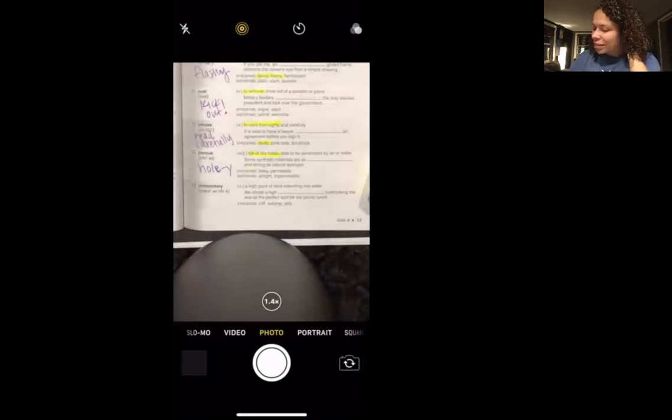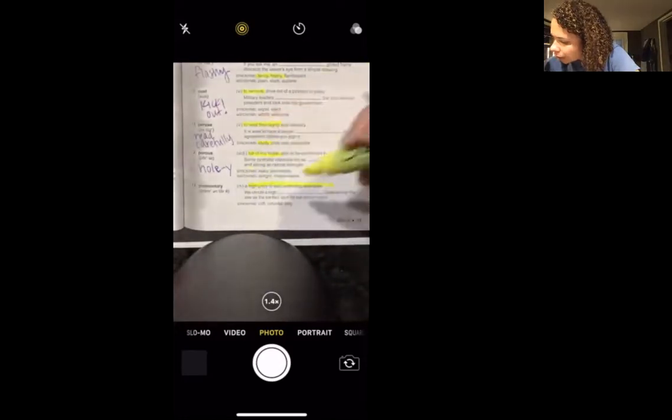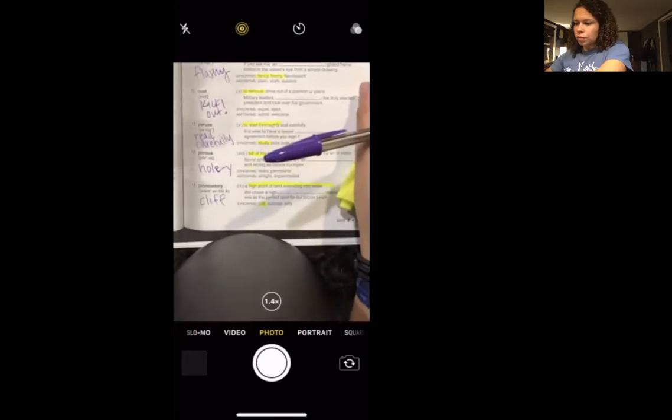Last one for this page is promontory. It is a high piece of land that's next to water. Like a cliff would be the best way to think about it. A cliff. And it is a noun.